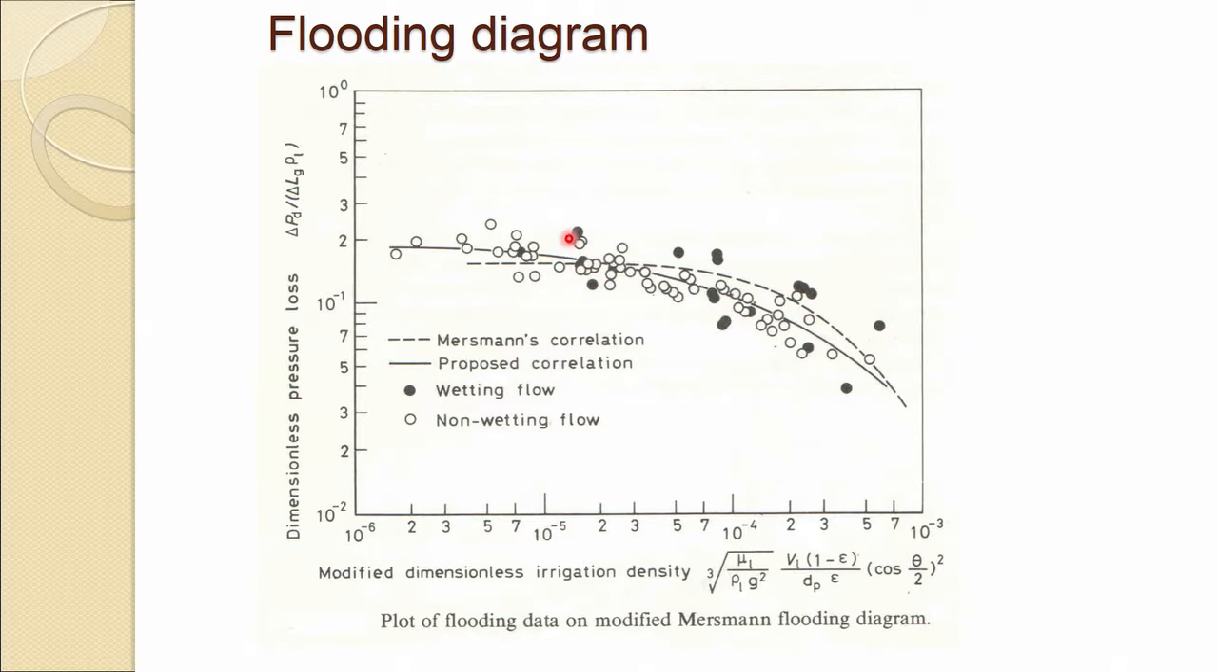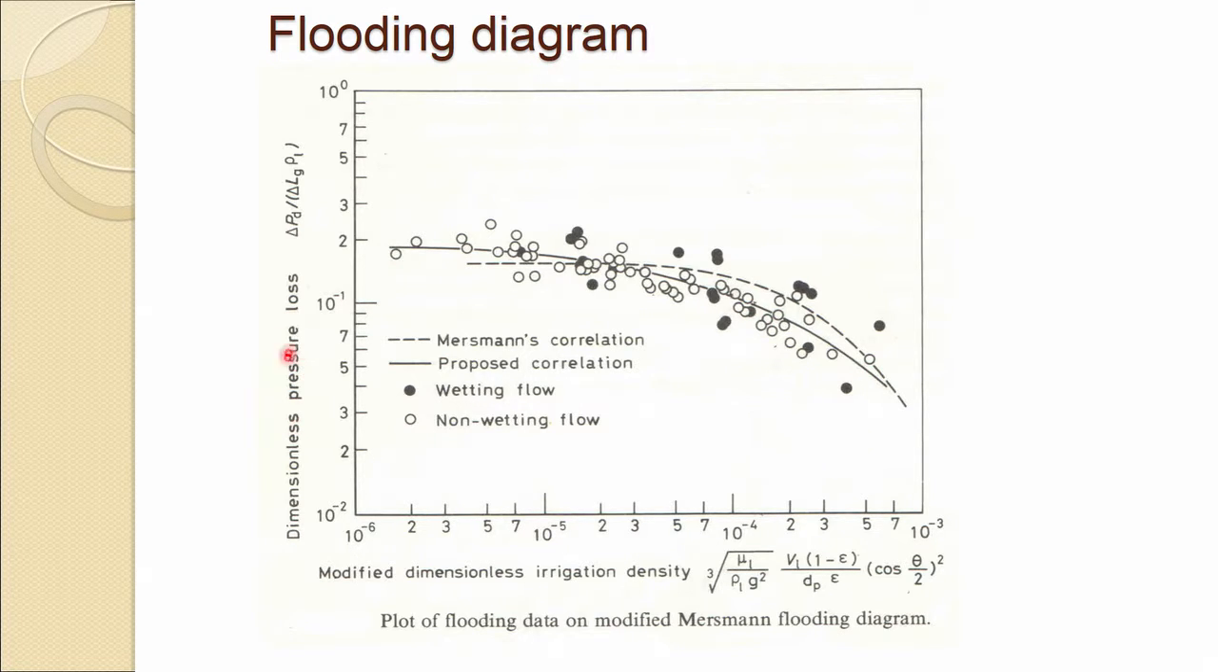So, the dark sphere is for the wetting flow, and the open sphere is for the non-wetting flow. In chemical engineering, mostly flow is related to the wetting condition, but in the metallurgical discipline, mostly it is a non-wetting condition, and that is why it has been modified and replotted for non-wetting condition, as shown by this figure and this diagram.